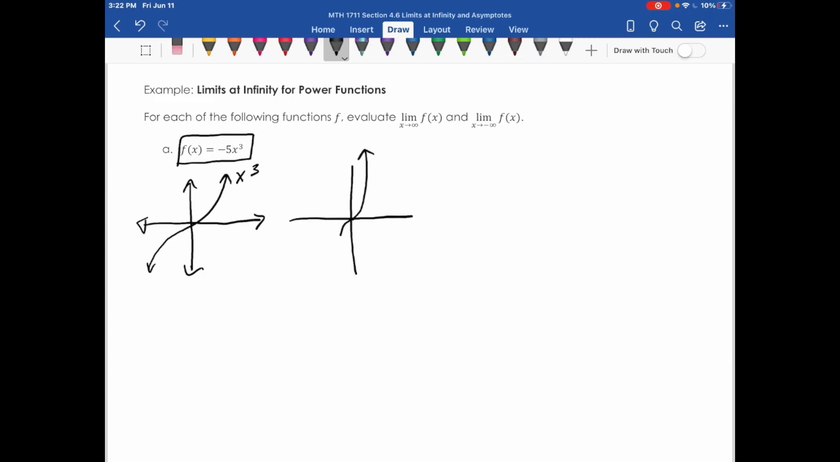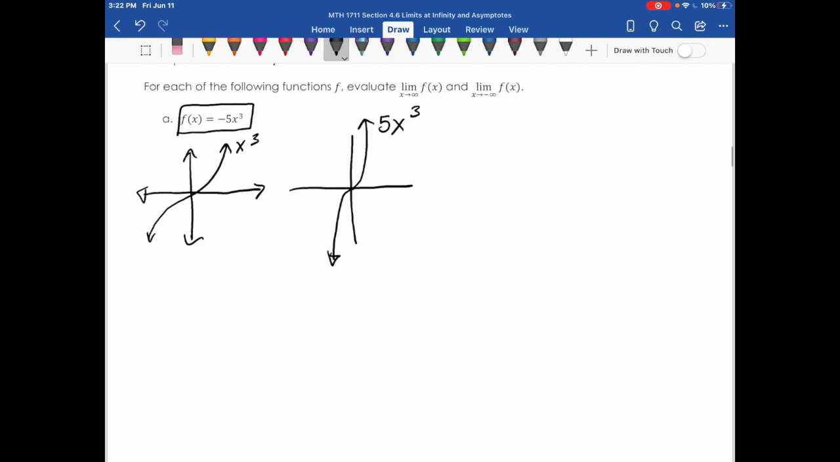And then we also know that the 5 in front gives it a vertical stretch, which means it's going to go up and down faster. It's going to make it grow faster by a factor of 5. So this is just a sketch of the graph of 5x to the third. Then when we graph negative 5x to the third and we throw that negative in the mix, remember that the negative is telling us that it's going to be a reflection across the x-axis. So this graph of 5x to the third gets flipped, so now it looks something like this. This is the final graph of negative 5x to the third.